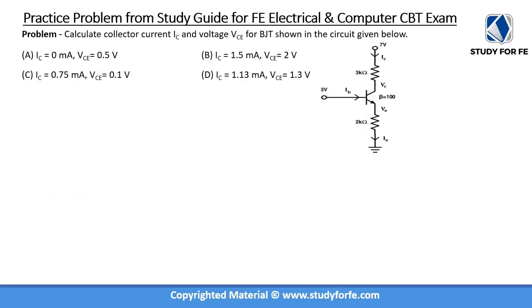So the basics will remain the same. I have this problem from the study guide for the FE Electrical and Computer CBT exam. In this problem, we are being asked to find the value of current IC and the voltage VCE for the BJT. Typically, by the time you determine IC and VCE, you have basically analyzed the entire BJT.